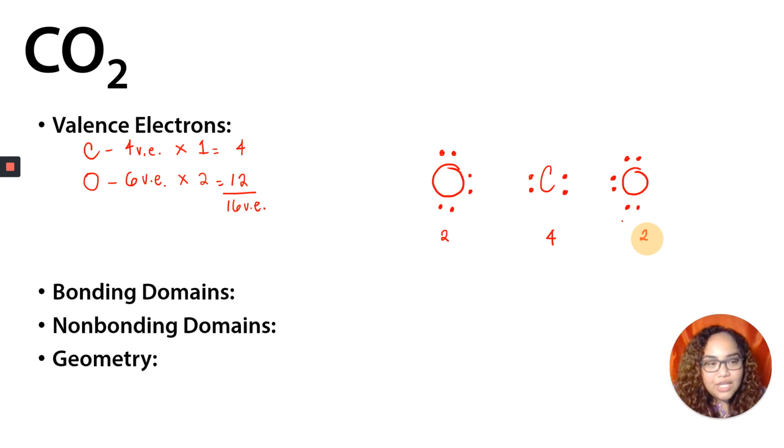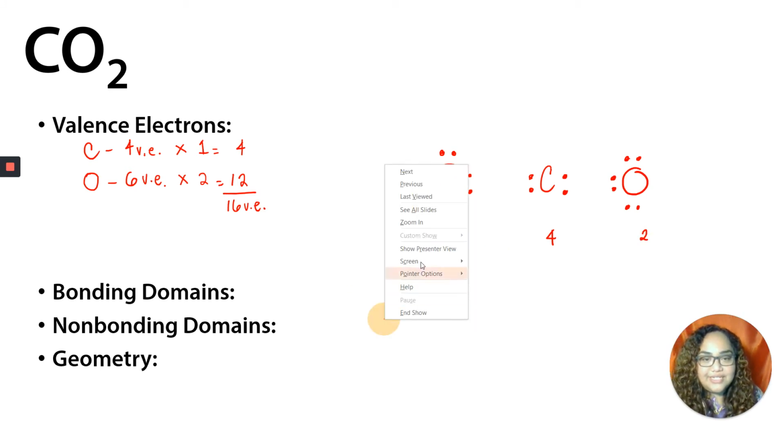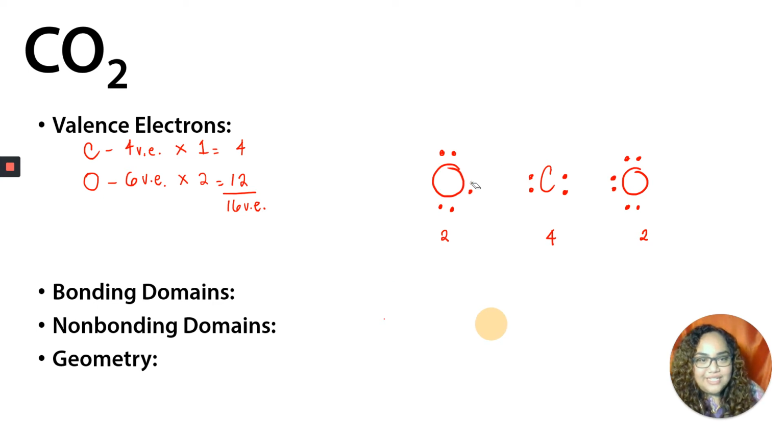So what if I'm going to donate 2 of my valence electrons to the oxygen on the left, okay? So I'm going to donate 2 electrons from carbon to the oxygen on the left. So how would that look? So first we're going to erase some things, okay? So we're going to erase this and this.